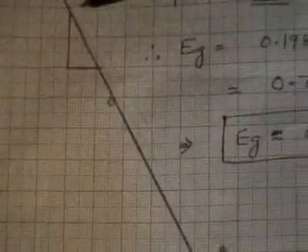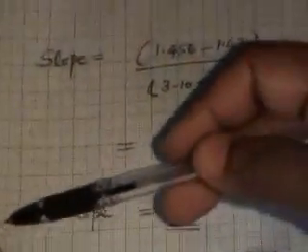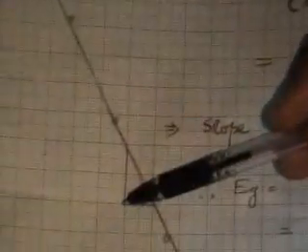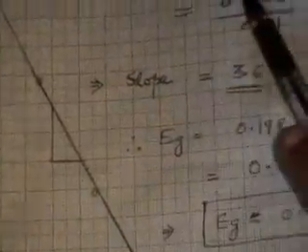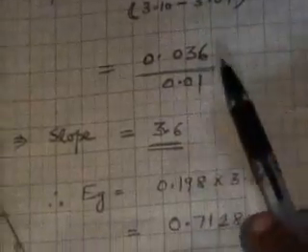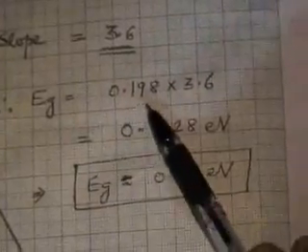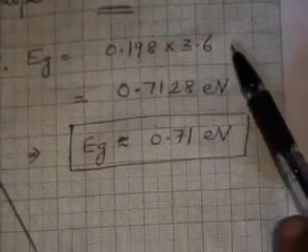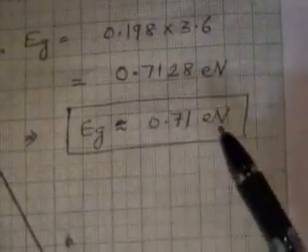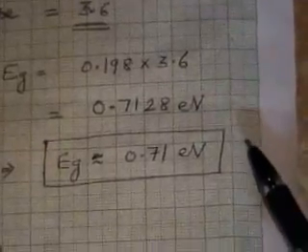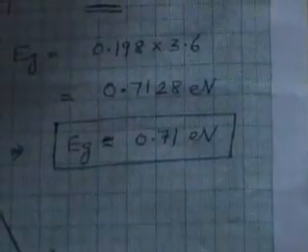Once you have done this, you need to take the slope. I have taken a sample. You can see here the slope will be 1.456 minus 1.42 divided by 3.10 minus 3.09. So the slope here is 0.036 by 0.01, which gives you 3.6. So what is the band gap? 0.198 into 3.6, and that is going to be 0.7128 electron volts, or nearly it is 0.71 electron volts. So the band gap of the semiconductor you have found is 0.71 electron volt.